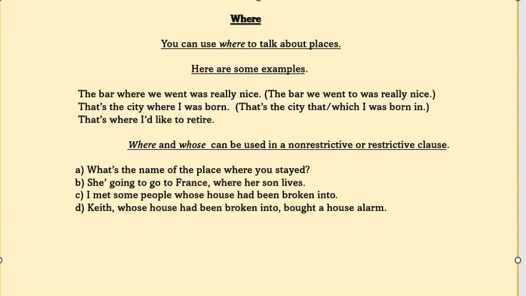What's the name of the place where you stayed? She's going to France. Going to go to France, where her son lives. I met some people whose house had been broken into. Keith, whose house had been broken into, bought a house alarm.